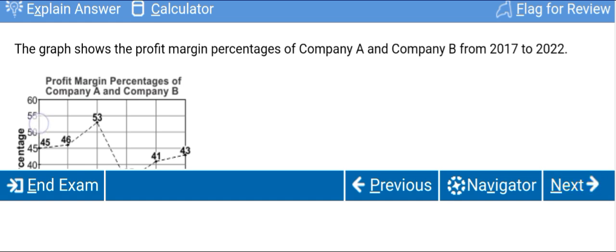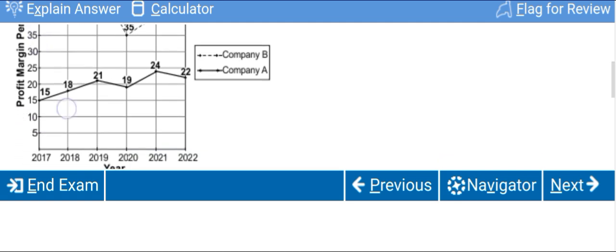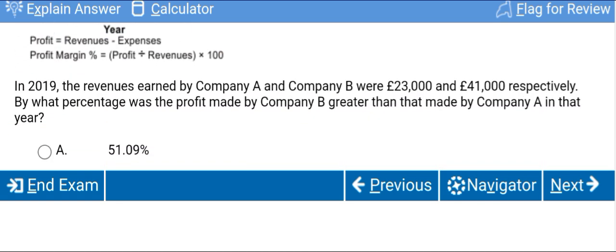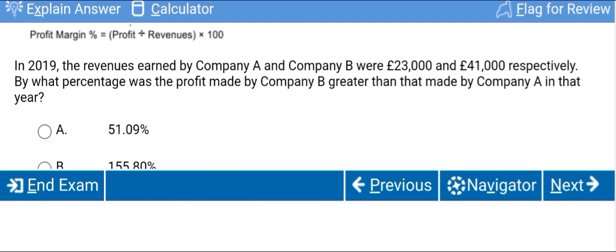In the next question, we have the same statement with the same graph data. And the question is, in 2019, the revenues earned by company A and company B were £23,000 and £41,000 respectively. By what percentage was the profit made by company B greater than that made by company A in that year?